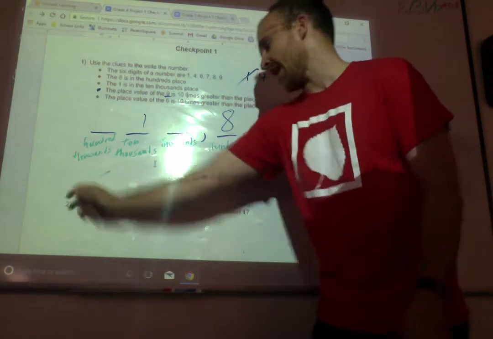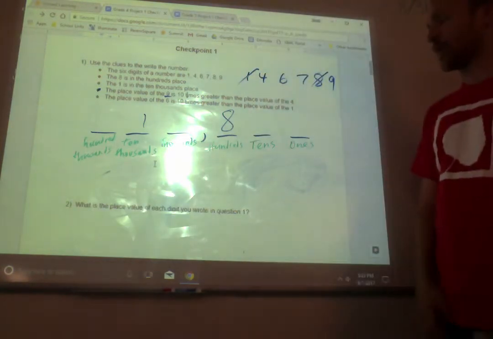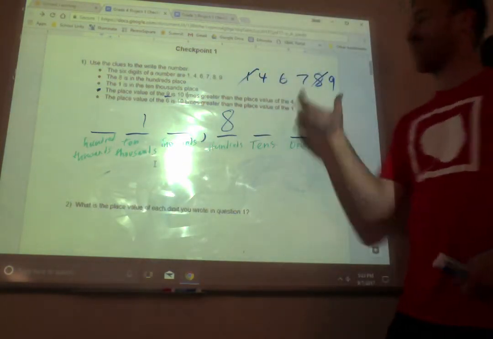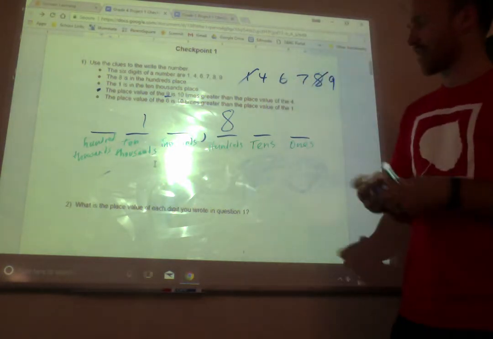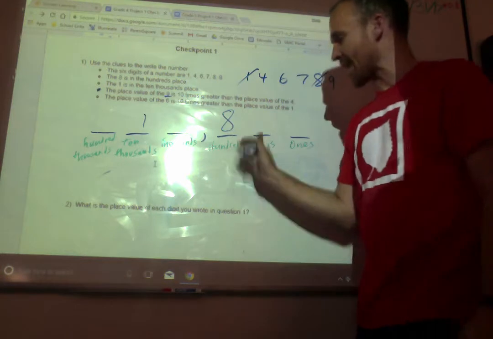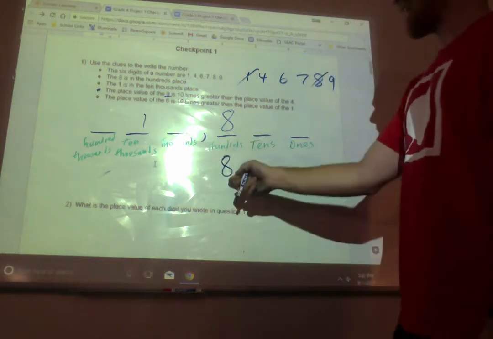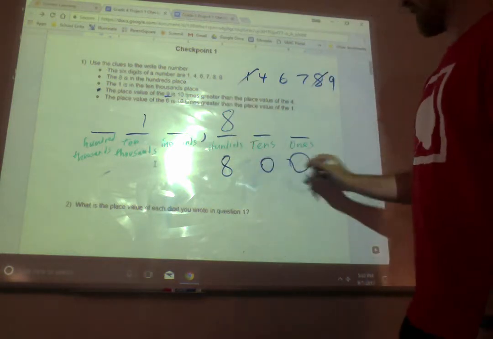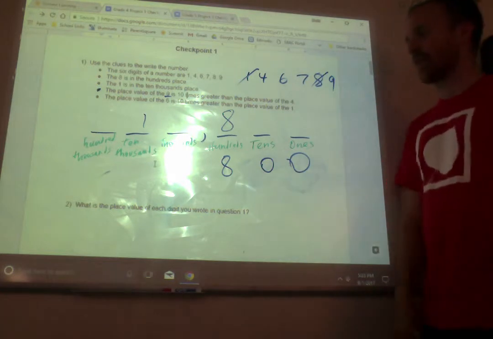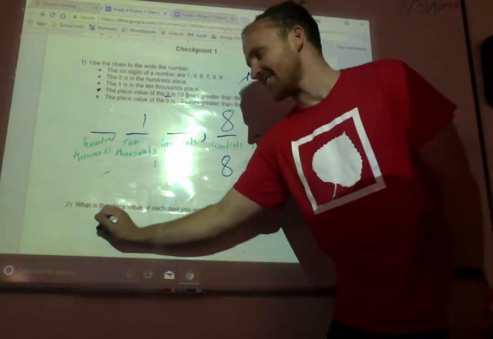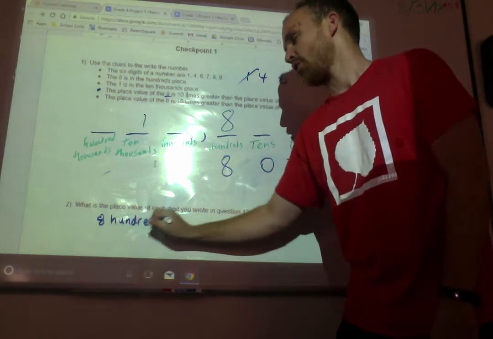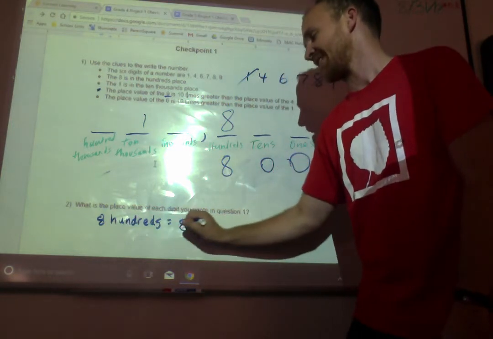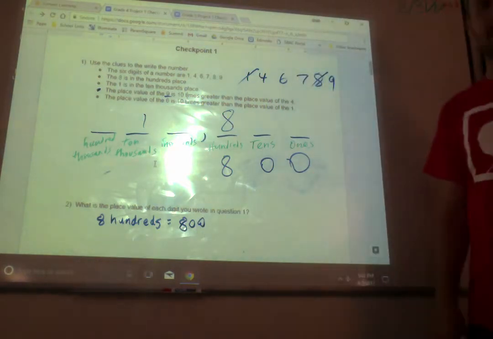What is the place value of each digit you wrote in question 1? I haven't given you these values, but how would I do the value of 800? If I pull out the 8, what's the 8 in standard form? I can write zeros for every other place value after it. The 8 is equal to 8 hundreds, or you can write out the value of it in standard form. That's the same thing.